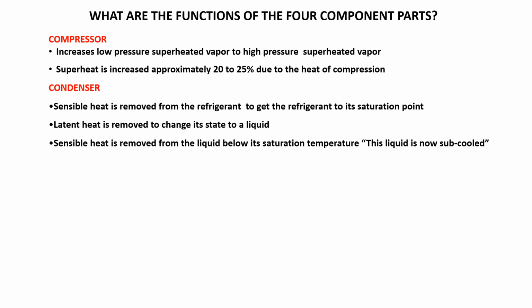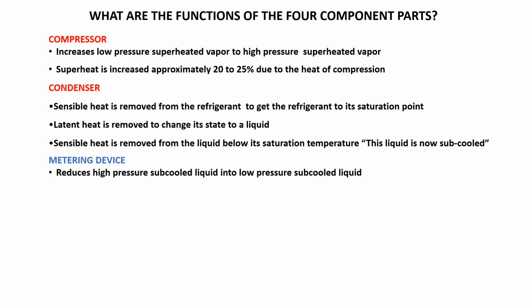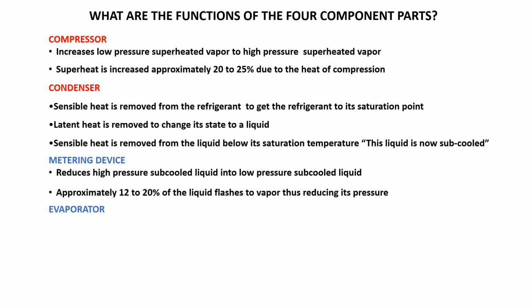The metering device reduces high pressure subcooled liquid into a low pressure subcooled liquid. Approximately 12 to 20% of the liquid flashes to a vapor, thus reducing its pressure.